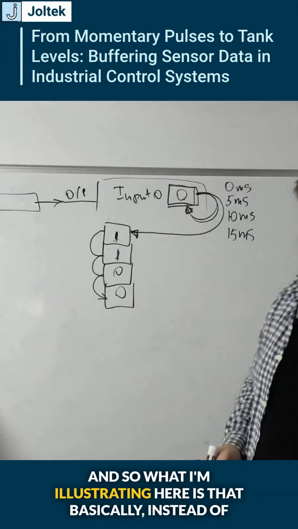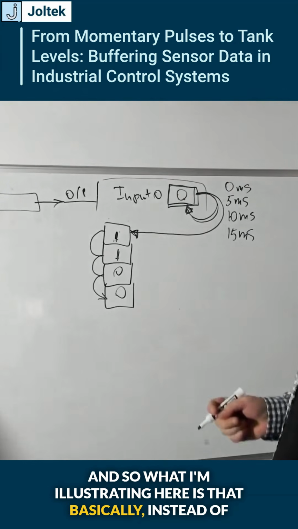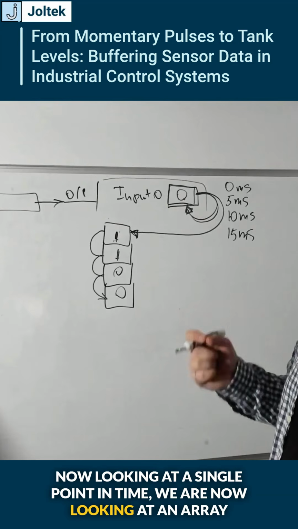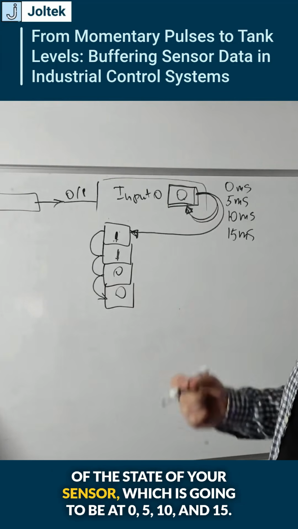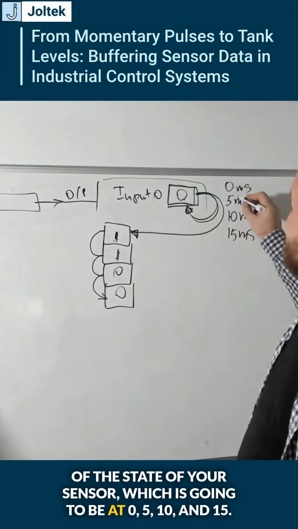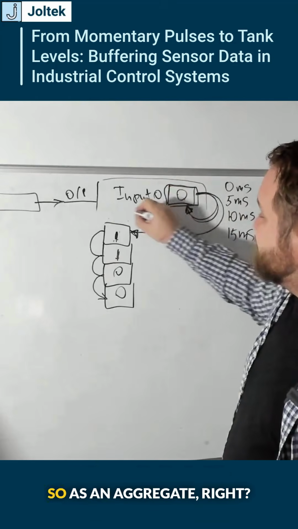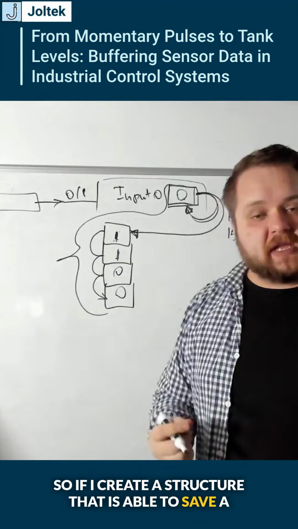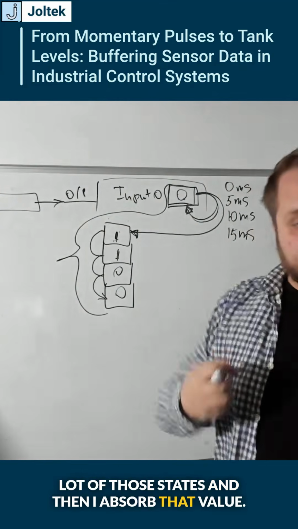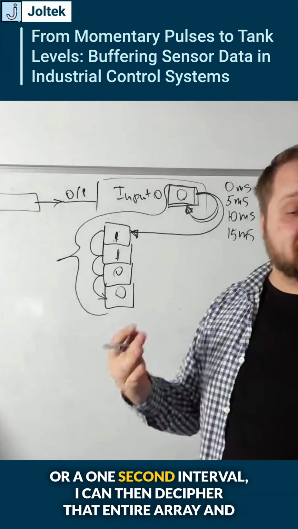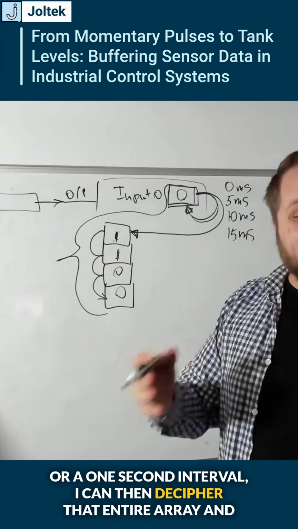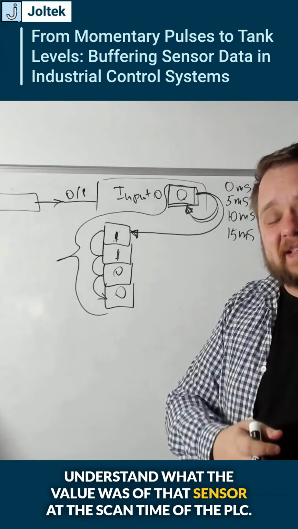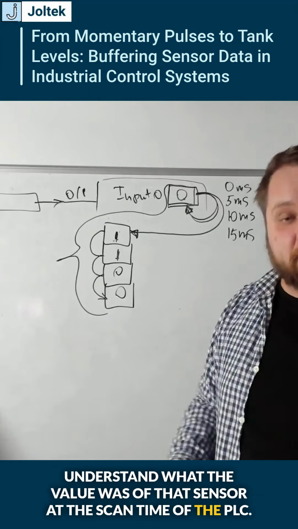And so what I'm illustrating here is that instead of looking at a single point in time, we are now looking at an array of the state of your sensor, which is going to be at 0, 5, 10, and 15. So as an aggregate, if I create a structure that is able to save a lot of those states and then I absorb that value at a 1 second interval, I can then decipher that entire array and understand what the value was of that sensor at the scan time of the PLC.